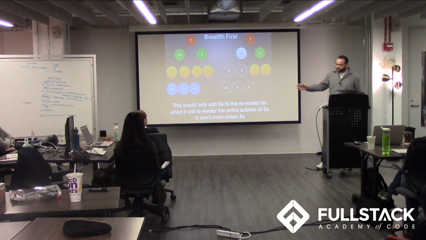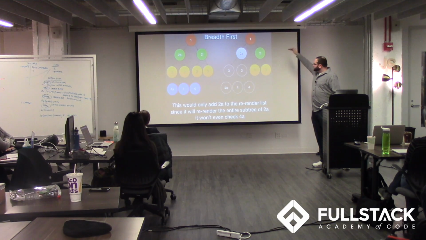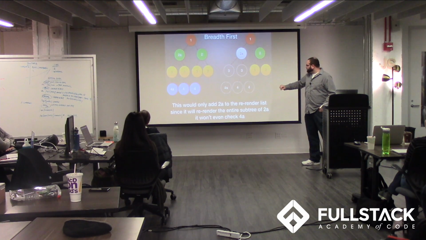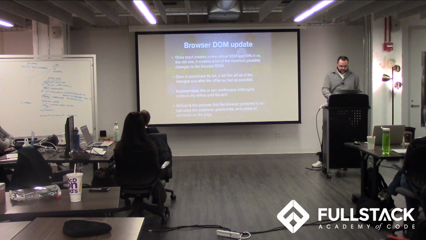So that's one of the things that keeps it fast. Here's the breadth first example. This adds 2a to the update list and then moves on. So React is going level by level looking for changes. In this case, it updates the entire subtree and completely ignores the difference in 4a. It knows it's there in the sense that when it re-renders, it'll be different, but it doesn't traverse it in the diffing algorithm, which is one of the things that keeps React so fast.